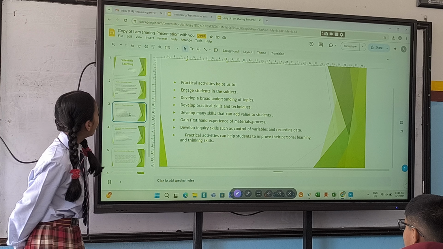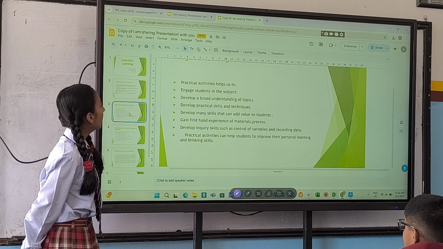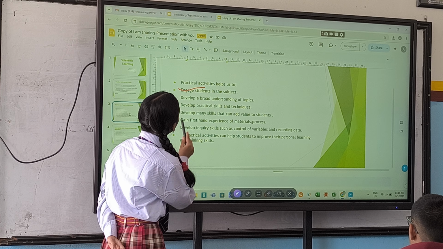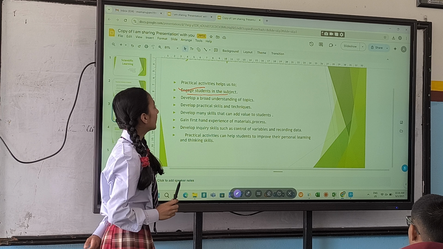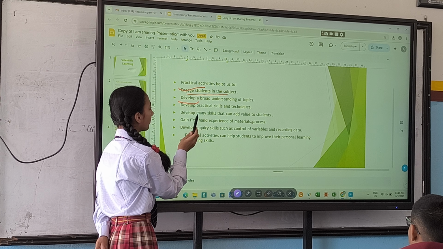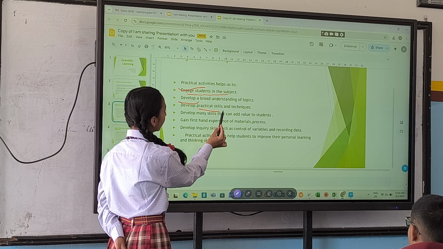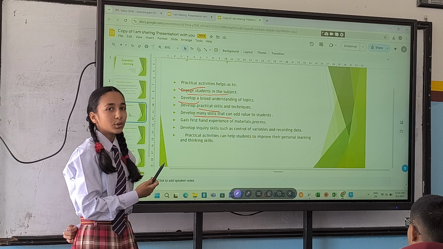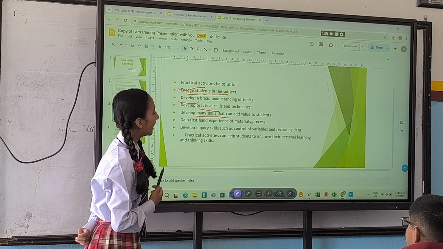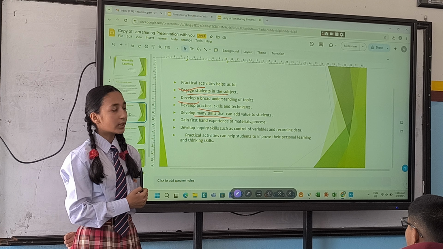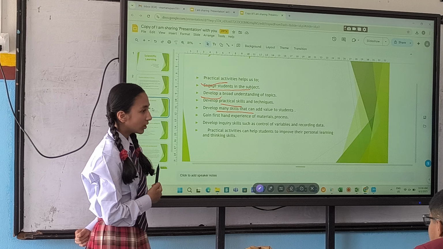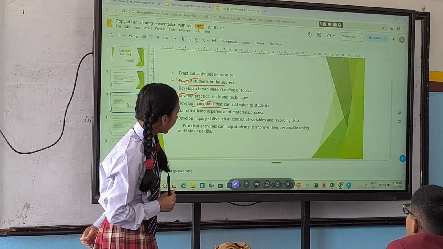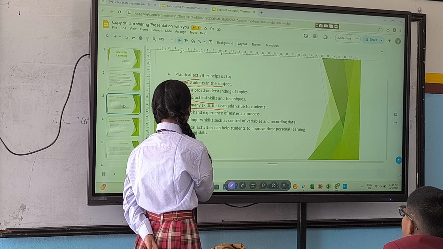Some objectives of practical activities are: practical activities help us to engage students in the subject, develop a broad understanding of topics, develop practical skills and techniques, develop many skills that can add value to the students, to gain first-hand experience of materials and processes, develop inquiry skills such as control of variables and recording data. Practical activities can help students to improve their personal learning and thinking skills.